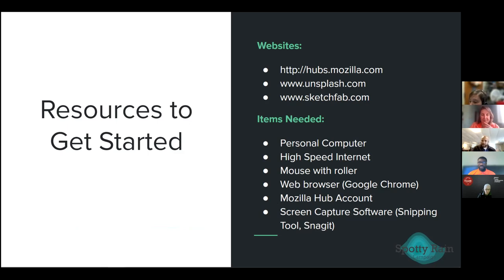And then, of course, a Mozilla Hub account. You may also need screen capture software, if you want to capture some scenes to add into your virtual rooms. One that we use that's free and comes with Microsoft is the Snipping Tool. Snagit is another one that I use, but you have to pay, I think, $62. The Snipping Tool is a free one that comes with Microsoft. And I believe if you use a Mac, it comes with a free screen capture as well.